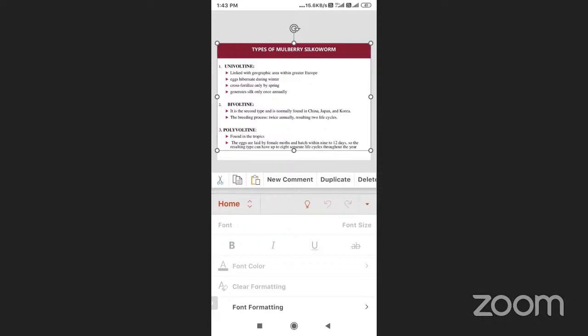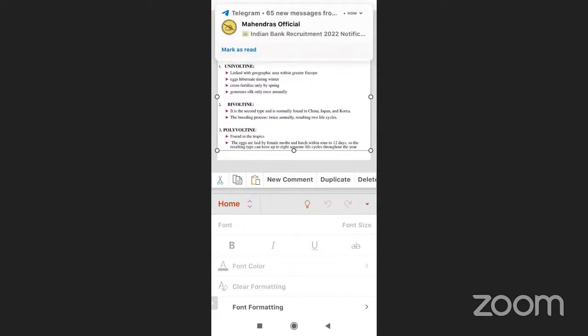The next one is bivoltine. This is the second type of mulberry silkworm. You can see this bivoltine in China, Japan, and Korea. From this bivoltine species, you can extract the silk twice in a year. The third type is polyvoltine. You can observe this polyvoltine in the tropical regions. The eggs laid by the female will hatch in 9 to 12 days. Only then can you extract the silk from the cocoons of this mulberry silk Bombyx.